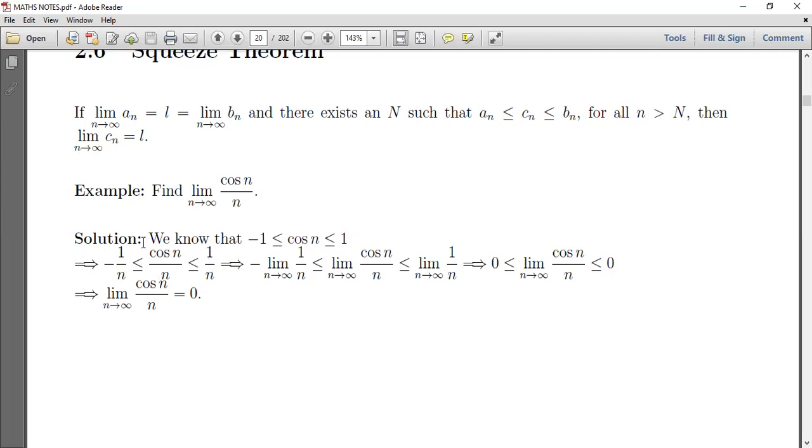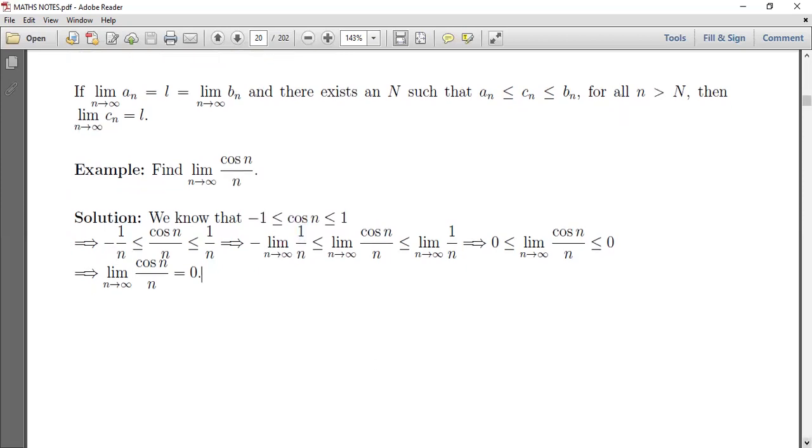The limit of -1 over n is known to be 0. And when we are now finding the limit, the limit of -1 over n is less than the limit of cos n over n, using the inequality, which is also less than the limit of 1 over n. But the limit of -1 over n we know is 0. Then the limit of 1 over n is also known to be 0. Therefore, the limit of cos n over n is also 0, because cos n over n is always between -1 over n and 1 over n. Okay, that's how we can apply the squeeze theorem.